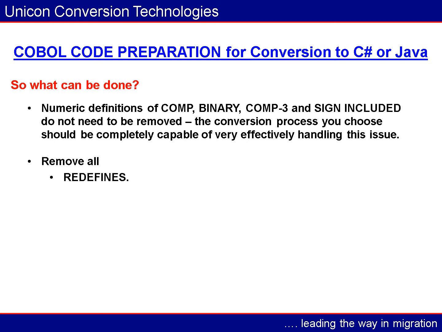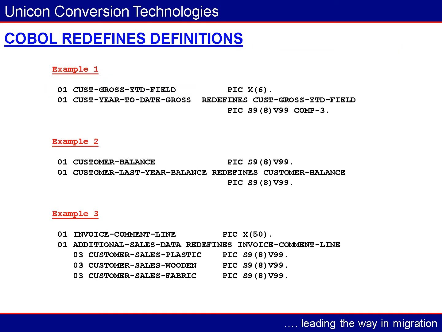All COBOL REDEFINES need to be removed. C# or Java do not support COBOL-style redefinitions of data areas. Here are some examples of COBOL redefinitions. Example 1 defines a data area as an alphanumeric variable that can therefore be tested for spaces. And if found to be not spaces, the redefining numeric variable can be used to process the numeric contents of the data area.